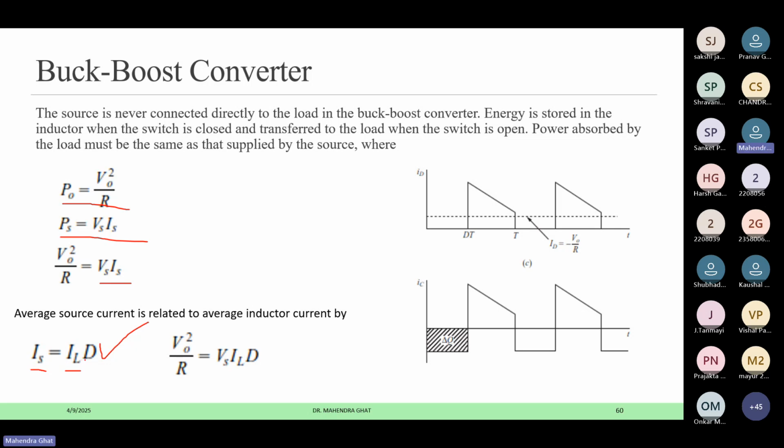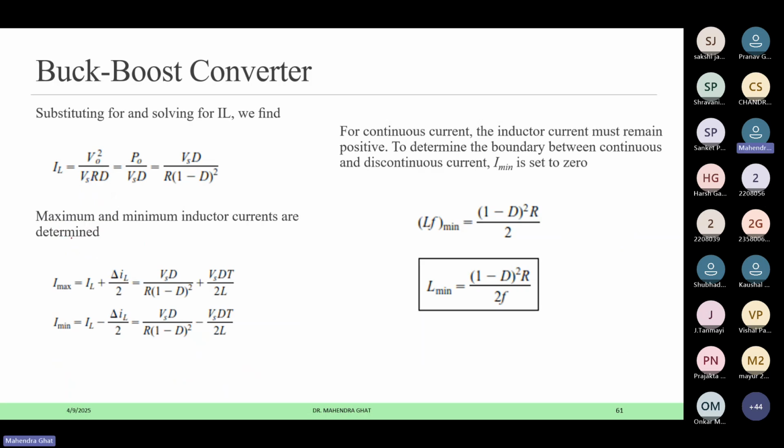So if I put this Is value here, you will get VO square by R is equal to Vs IL into D. So IL, if I simplify, you will get VO square by Vs R D, that is, PO by Vs D. Again, these are all the simplified equations which we have done for the buck as well as the boost converter to calculate the IL. Once you calculate the IL, delta IL we already calculated.